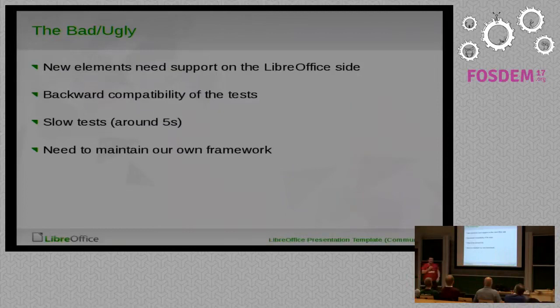If you want to support a new UI element, like a special type of button, you would need to add some code to the LibreOffice core to make it available on the Python side. Because you have to change LibreOffice, you can't just run the tests against any older version. The tests are quite slow. Loading LibreOffice takes quite some time, waiting until the UI is ready even more. So currently a normal test is around 5 seconds.